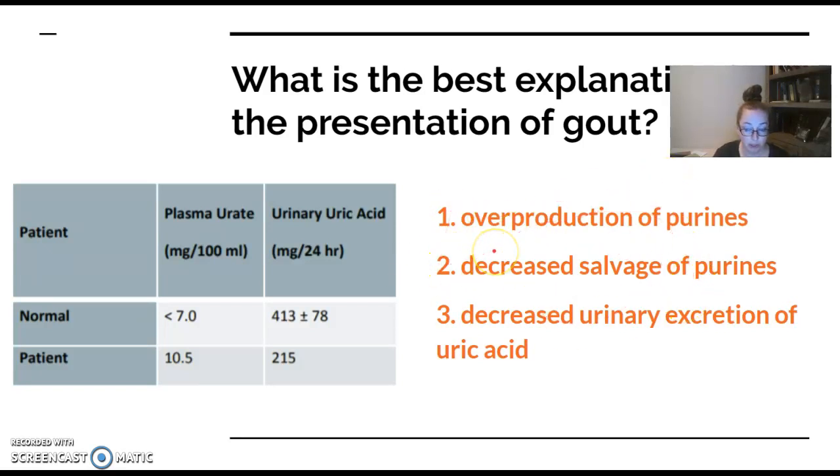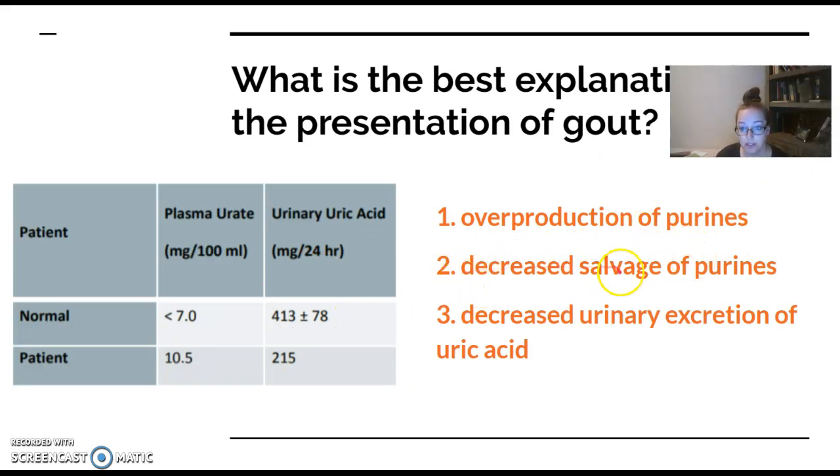Number 1, the overproduction of purines. So if this were the only problem, there would be an increase in the uric acid in the urine as well as in the plasma. So this could be part of the problem, but it's definitely not the only problem, because if purines are being produced, they're not being excreted.